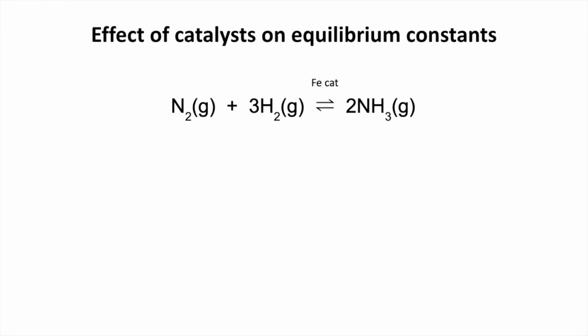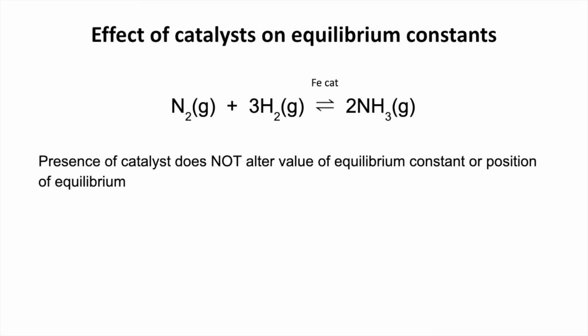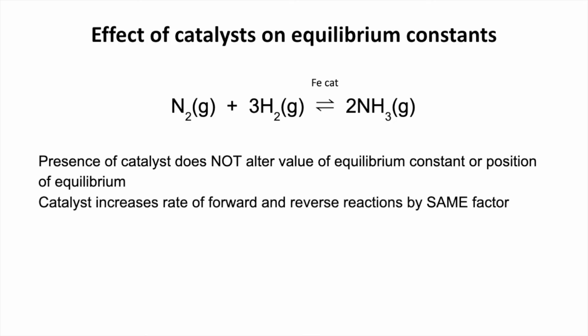And finally, the effect of catalysts on equilibrium constant. So there's the Haber process with its iron catalyst. Presence of a catalyst does not alter the value of the equilibrium constant or position of equilibrium. That's because the catalyst increases the rate of the forward and reverse reactions by the same factor. So the equilibrium is just reached quicker. Its position doesn't change.